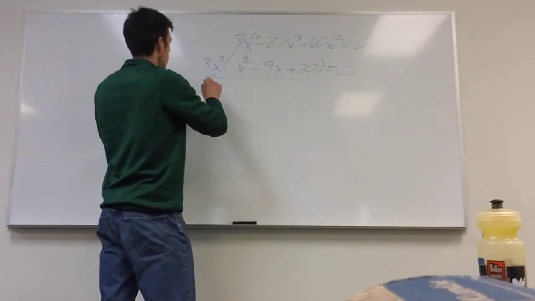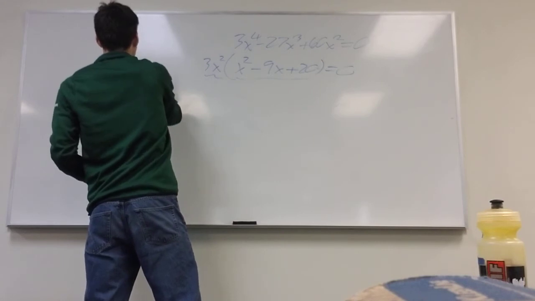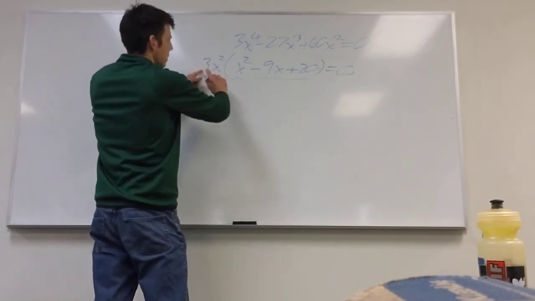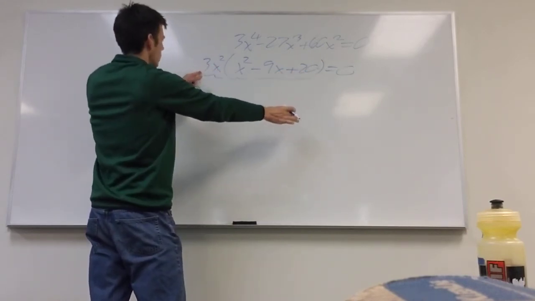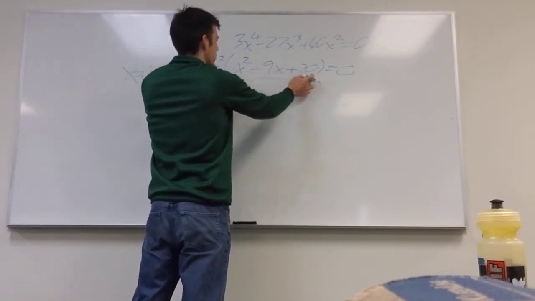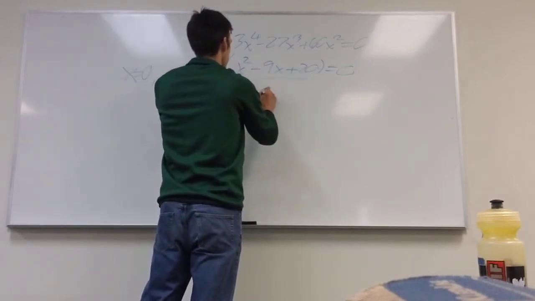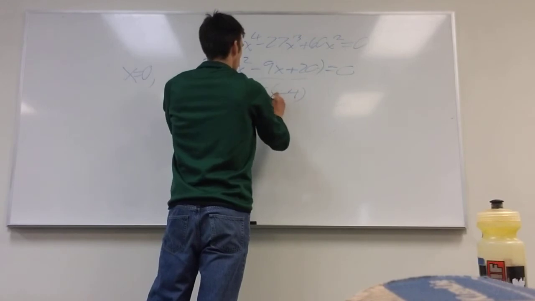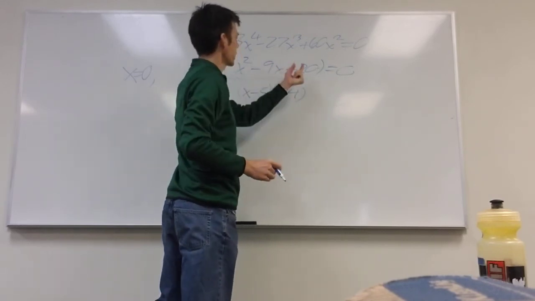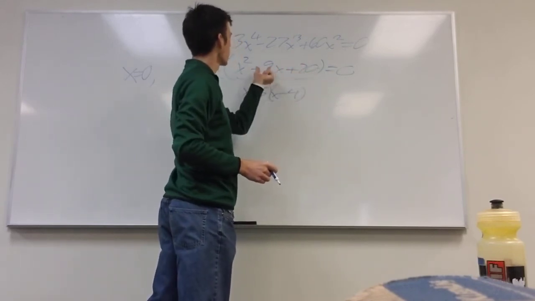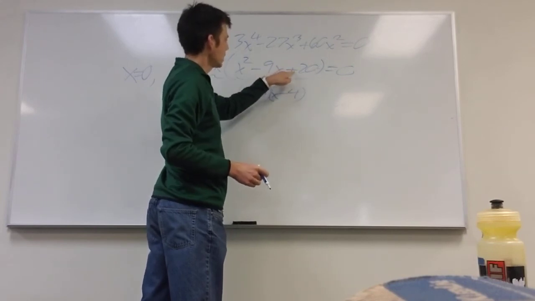So one, x equals 0. If this is 0, x is 0, don't care about that, right? Or I'm going to factor this to x minus 5, x minus 4. That is, what are two numbers that when multiplied together get a positive 20, and when added are a negative 9? That would be two negative numbers.